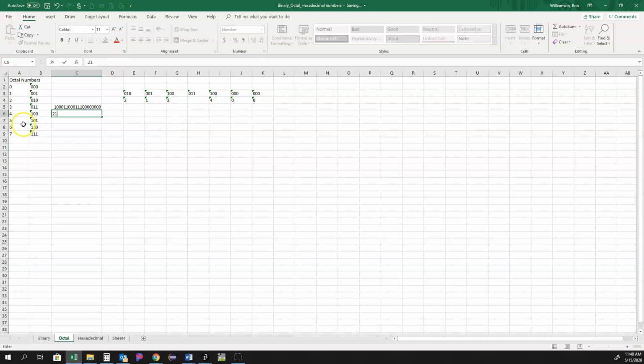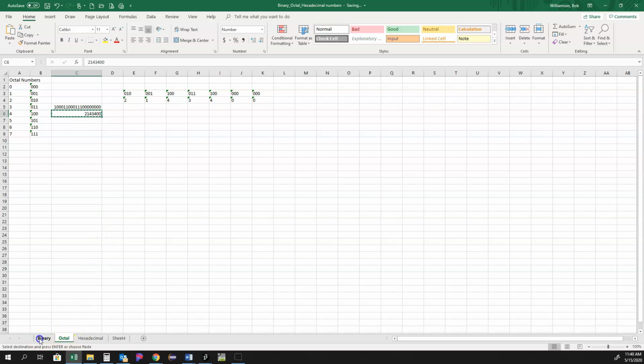Oh, I missed one here, sorry. So 011 is a 3. I might have messed that up. 100, yeah, I did mess that up. That's a 4. 001 is a 1 and a 2. I believe that's correct. So our value in octal is 2, 1, 4, 3, 4, 0, 0. Okay, so there's our octal number.